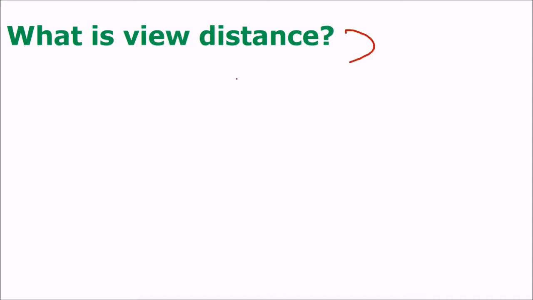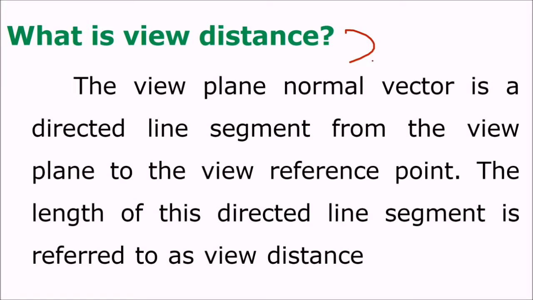What is view distance? A view plane normal vector is a directed line segment from the view plane to the view reference point. So this view plane normal vector is a directed line segment from the view plane to the view reference point. The length of this directed line segment is referred to as the view distance.